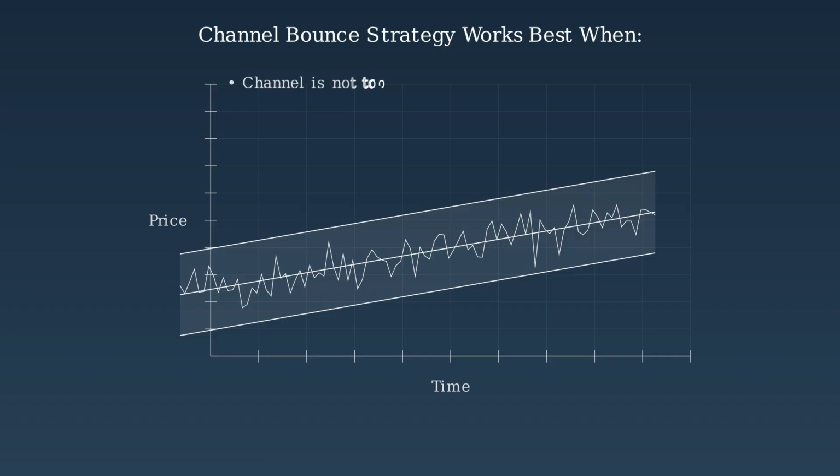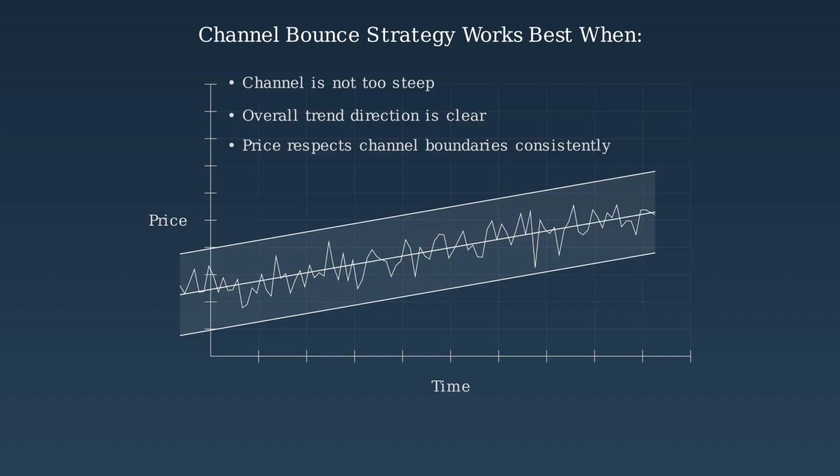First, the channel should not be too steep. Extremely steep channels often indicate unsustainable momentum. Second, the overall trend direction should be clear. Channels work best in established trends. Third, price should respect channel boundaries consistently. Look for multiple previous touches. And finally, volume should confirm price movements, increasing on channel bounces for higher reliability.